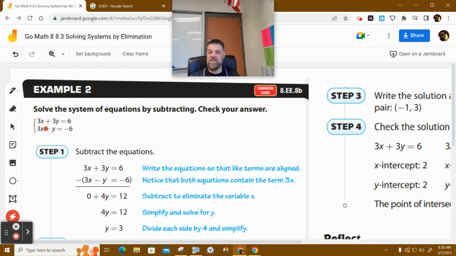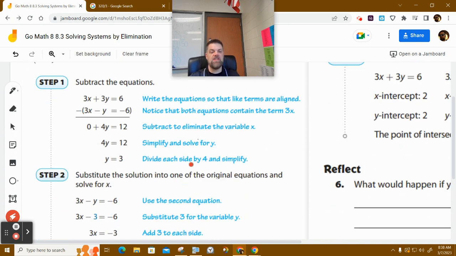Well, hold on. The short answer is no. 3x and 3x are not opposites. How would I make them opposites? What does one of them need to be? Negative. So instead of adding, we could just subtract the bottom.